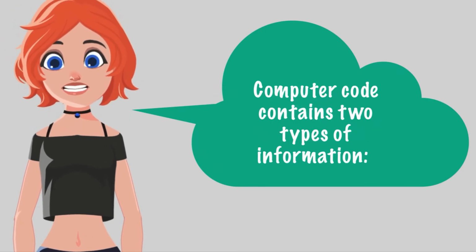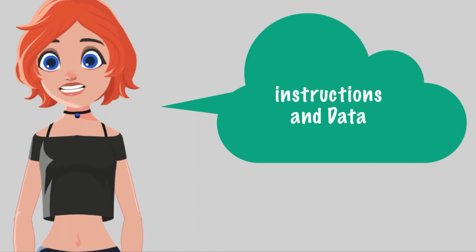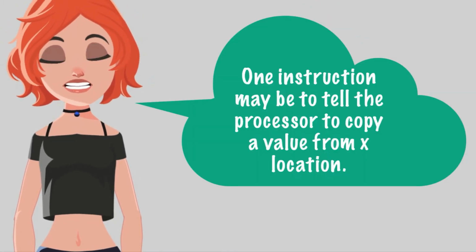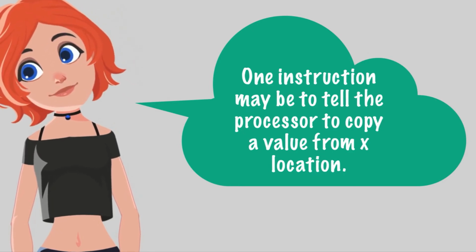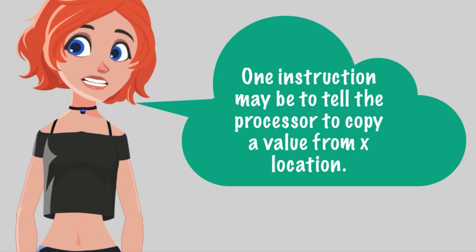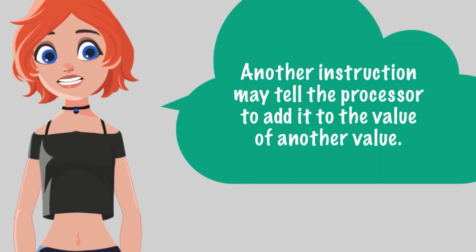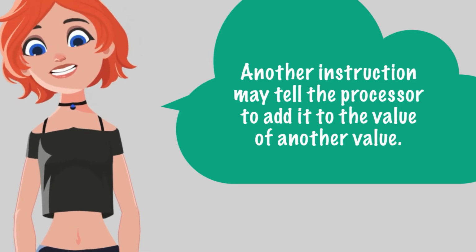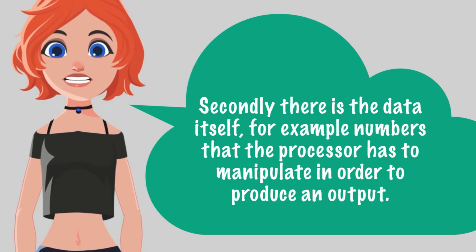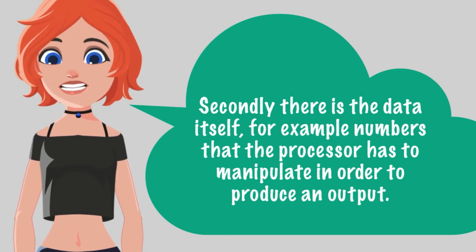Computer code contains two types of information: instructions and data. So firstly, there are instructions. One instruction may be to tell the processor to copy a value from X location. Another instruction may tell the processor to add it to the value of another value. Secondly, there is the data itself. For example, numbers that the processor has to manipulate in order to produce an output.